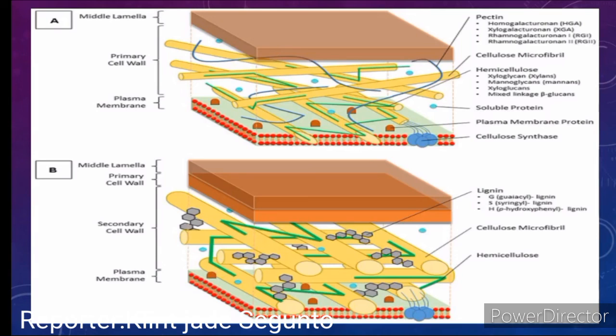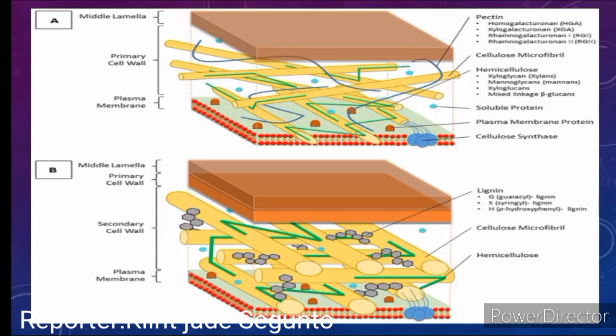hemicellulose, xyloglucan or xylan, mannoglycan or mannans, xyloglucans, mixed-linkage beta-glucans, soluble protein. These are plasma membrane protein, apoprotein, soluble synthase.